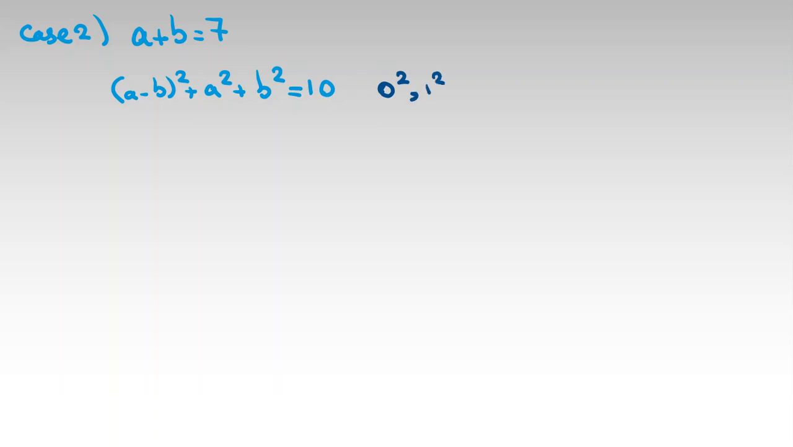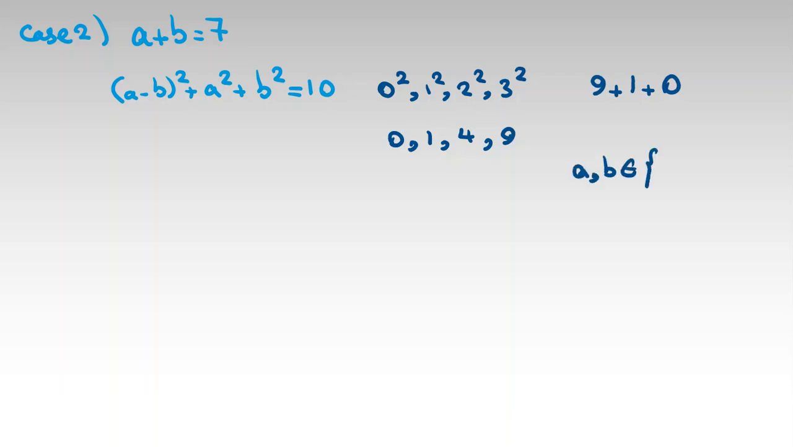I can use 0 squared, 1 squared, 2 squared, 3 squared, which are 0, 1, 4, 9. So if I want to create 10, the only possible case is 9 plus 1 plus 0. We don't have any other cases. So A squared, B squared should be two of these things, so A and B can be plus minus 3, plus minus 1, and 0.